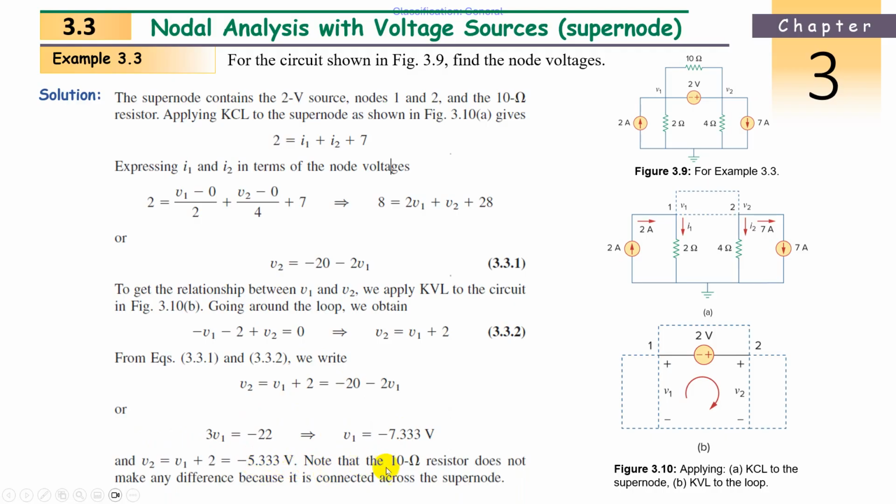5.33 volts. So note that the 10 ohm resistance does not make any difference because it is connected across the supernode. So we no need to assign any current to this 10 ohms resistance, because it is connected across the voltage source of the supernode and these two nodes becoming one node. So there is no effect if the resistance is there or not. So this is how we solve the supernode. Any doubts?